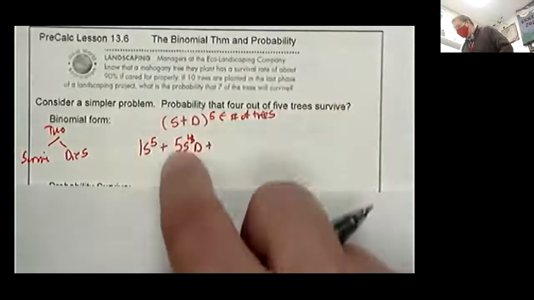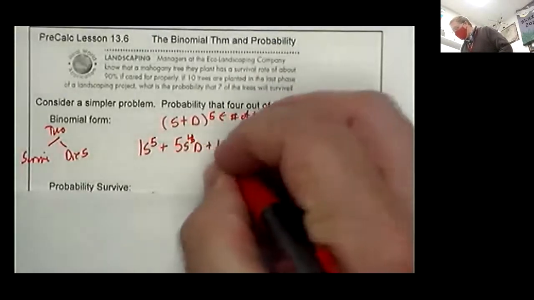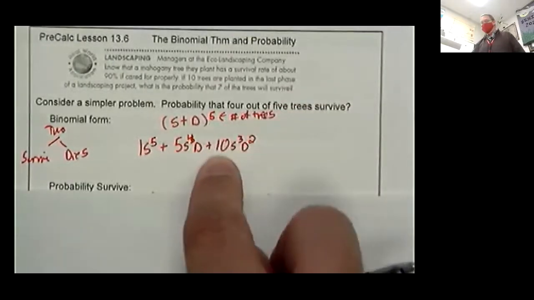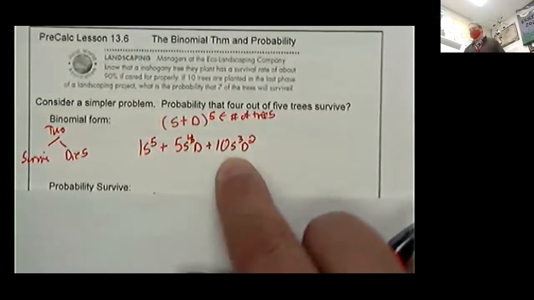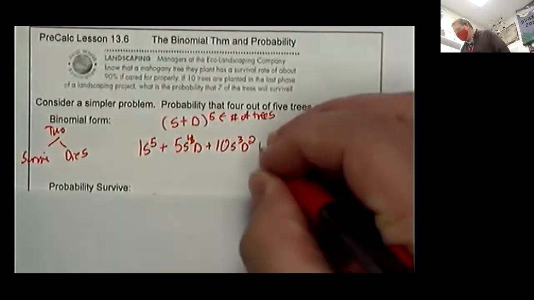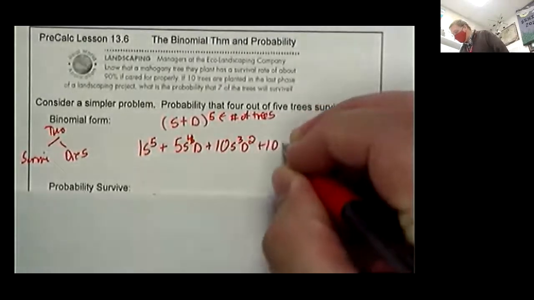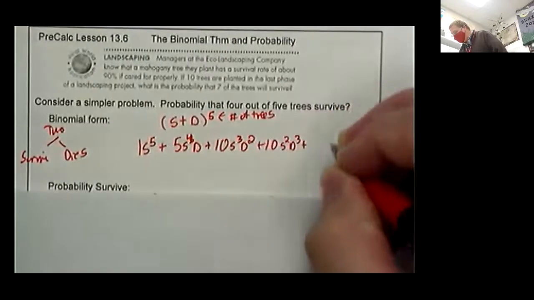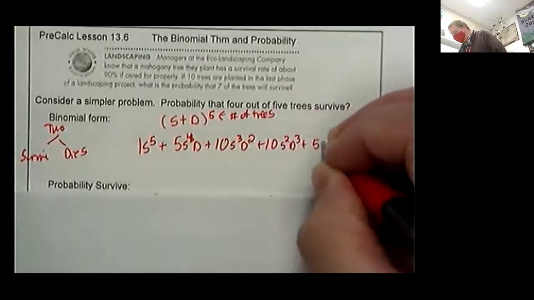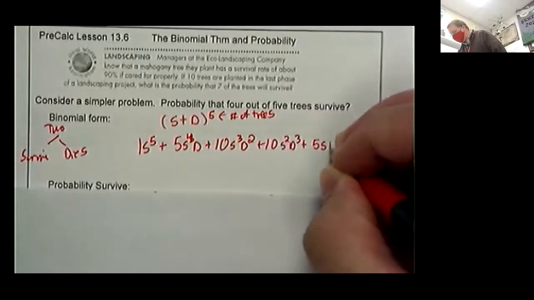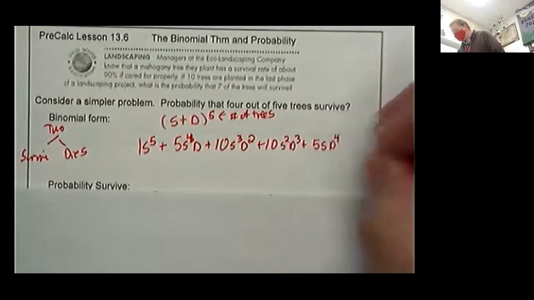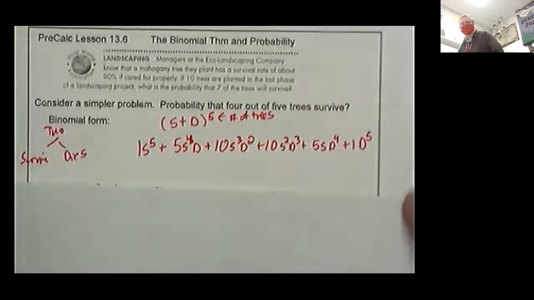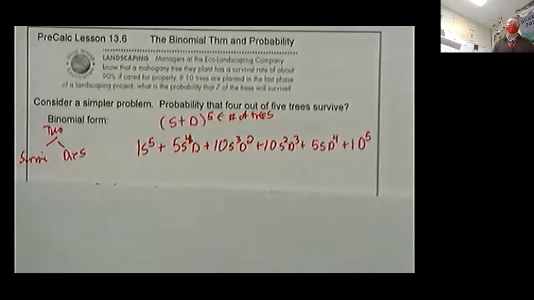Plus, we'll keep going, 5 times 4 is 20, divided by 2 is 10, s cubed d squared. There's 10 ways that 3 trees can survive, 2 trees can die. There are 10 ways that 2 trees survive and 3 trees die. There are 5 ways that 1 tree survives and 4 trees die, and there's only 1 way that all 5 trees don't make it. Right?